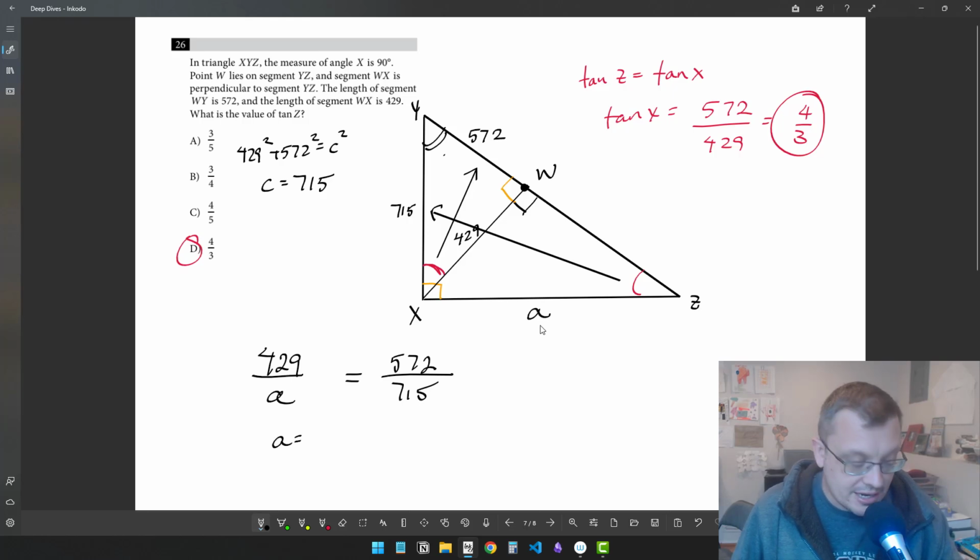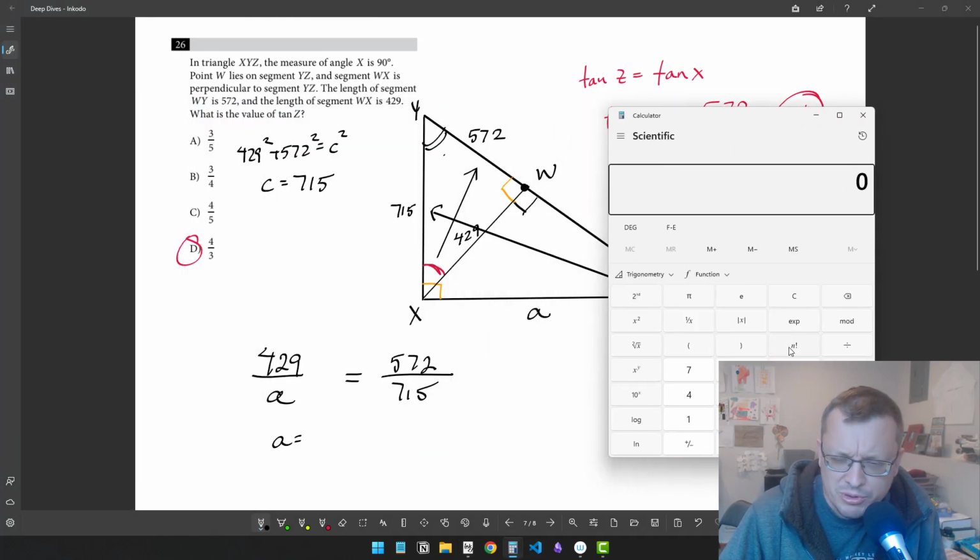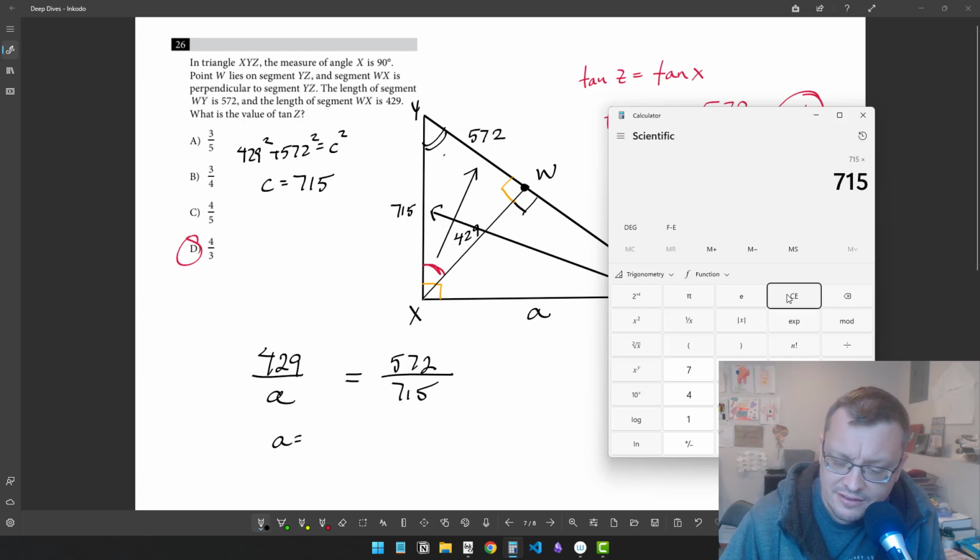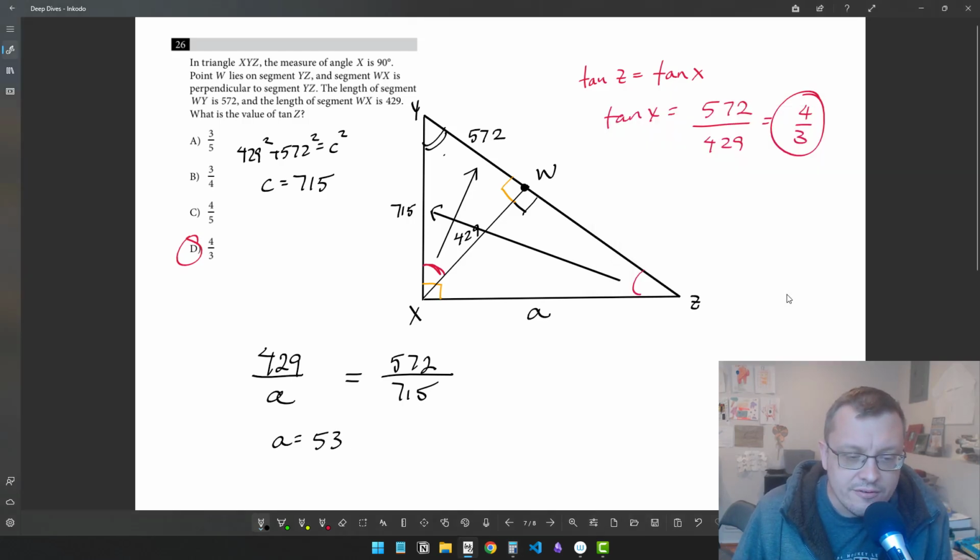So we go ahead and solve, and I think we get a kind of weird answer here. It's a weird decimal. So what was it? It was like 563.25, I believe. But let's see. So cross multiply 715 times 429, and then I'll divide it by the 572 to get the A by itself. Oh, 536.25. Okay, close. So that is the value of A.